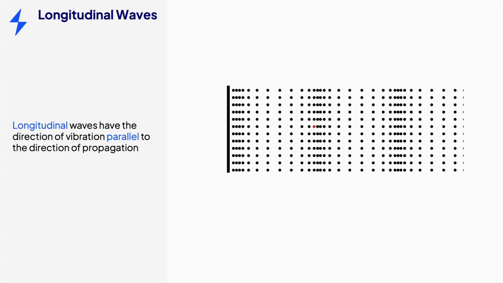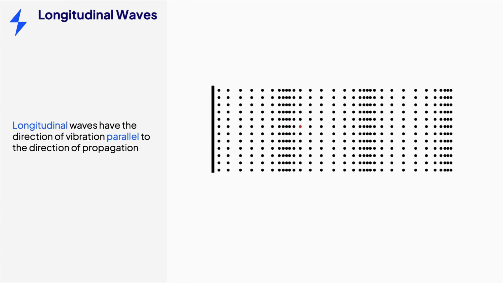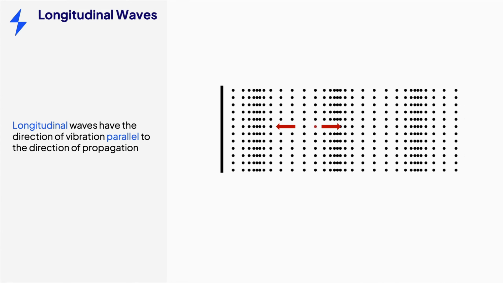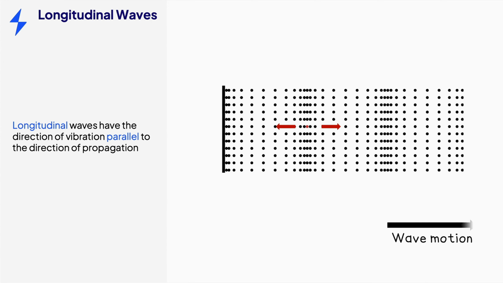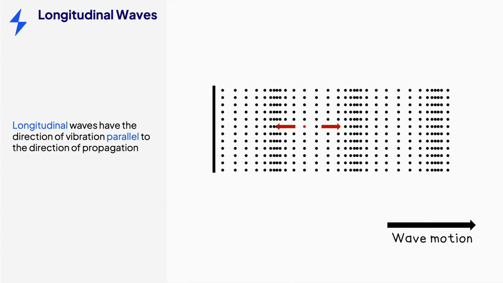The particles in a longitudinal wave vibrate parallel to the direction of propagation. You can see this from the motion of the red dot in this wave. Each particle is only moving left and right, i.e., parallel to the collective wave moving to the right.